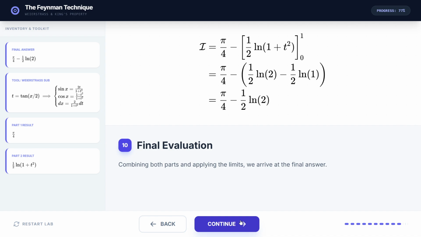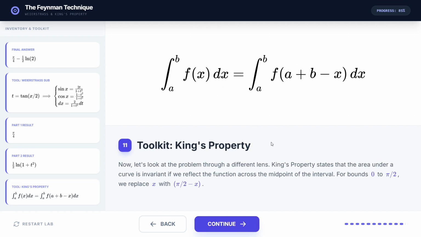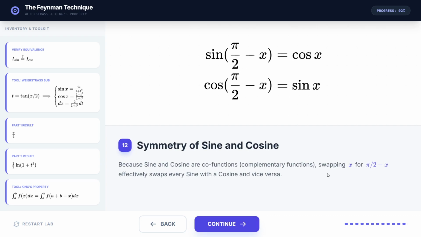And now for our second substitution. This is called King's property, and basically it just says this. The integral from a to b of f of x dx is equal to the integral over the same interval of f of a plus b minus x. It's just symmetry.